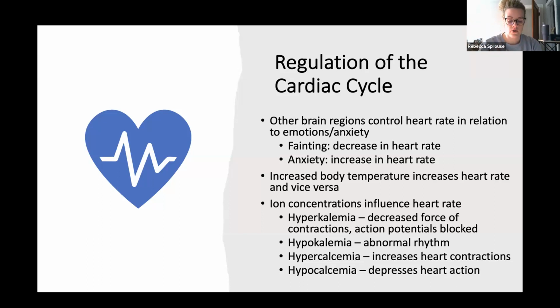Ion concentrations also matter. Remember that plasma membrane with the sodium and calcium on the outside, potassium on the inside. If one of those ion concentrations is too high, due to maybe dietary changes or a kidney problem, that can affect how well your heart muscle is contracting or depolarizing. Hyperkalemia would be too much potassium. Hypokalemia would be too little potassium. Hypercalcemia would be too much calcium, and hypocalcemia would be too little calcium. And there are some arrhythmias that can come out of those ion imbalances.